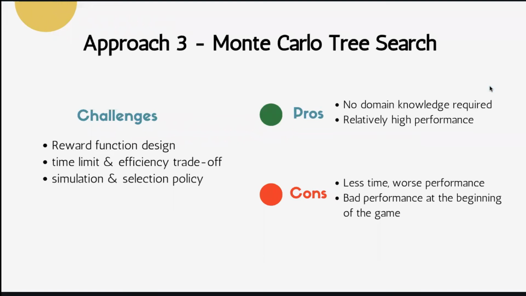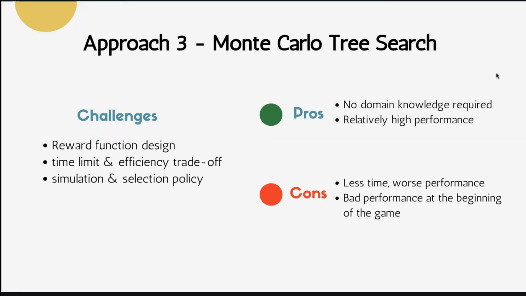So our third algorithm is Monte Carlo Tree Search. Monte Carlo Tree Search runs a large number of simulations in each round. After the simulations, the action that has the best overall result will be chosen. The first challenge we face when using Monte Carlo Tree Search is the reward function design. The reward function should be designed well to achieve good performance. So we set the difference between the player score and opponent score at the terminal state as the reward.